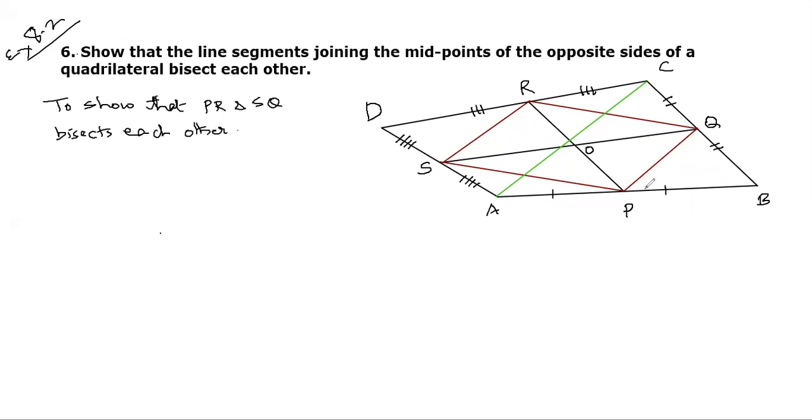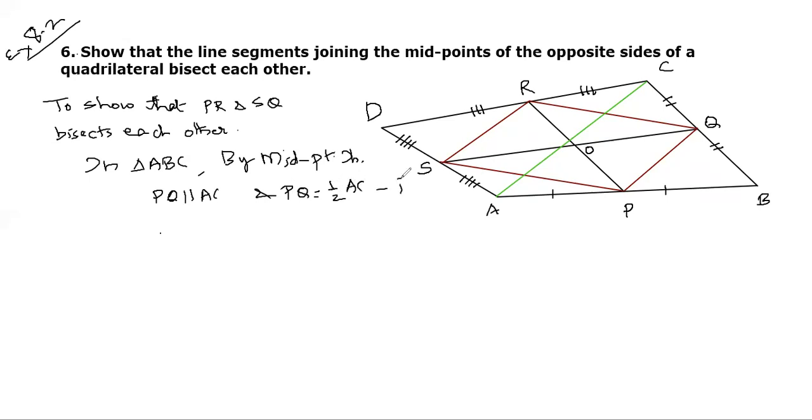Very simple. PQ, this is the midpoint. If you see, again you see triangle ABC. In triangle ABC, P is the midpoint, Q is the midpoint, the line joining the midpoints of the two sides. Therefore, by the midpoint theorem, this PQ will be parallel to AC and PQ will be equal to half of AC. Number 1.